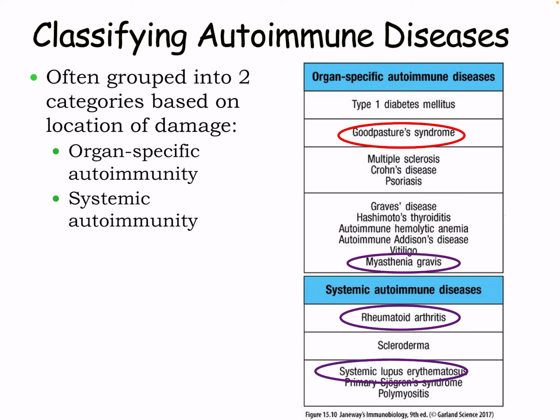So autoimmune diseases can be classified. Again, we talked about organ-specific and systemic autoimmune diseases. These are ones that can affect pretty much the entire system, and then these are organ-specific. Myasthenia gravis would be in the nervous system. Multiple sclerosis, again, nervous system. Crohn's disease in the intestinal system, psoriasis in the skin, and then diabetes in the pancreas. But they're often grouped into two categories, like we said, organ and systemic. So that's the main point here.